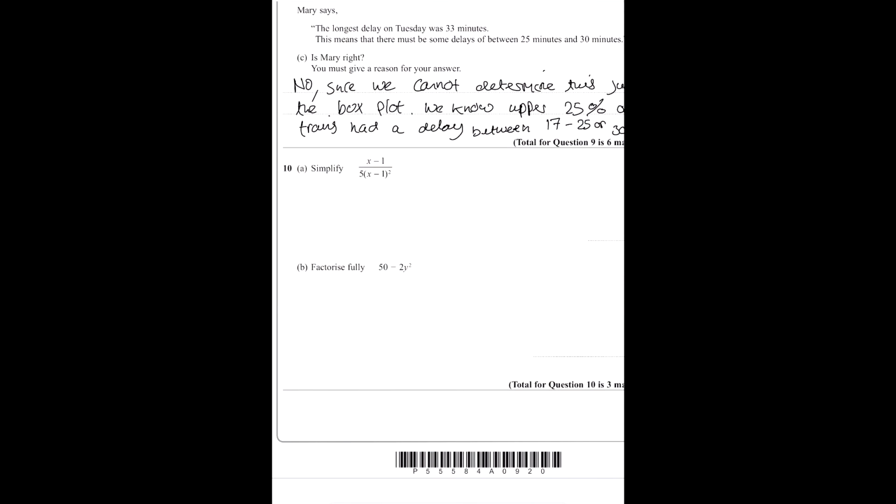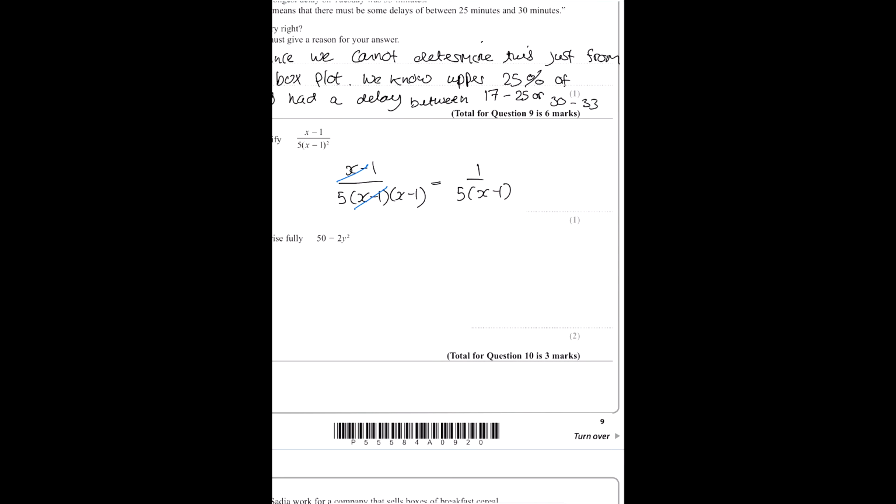Next question, simplify this. So if we write this out fully, we have 2x minus 1s, so we can cancel an x minus 1 on both the top and the bottom, so we get 1 over 5 times x minus 1. And then we can expand this if necessary, so it's 5x minus 5.